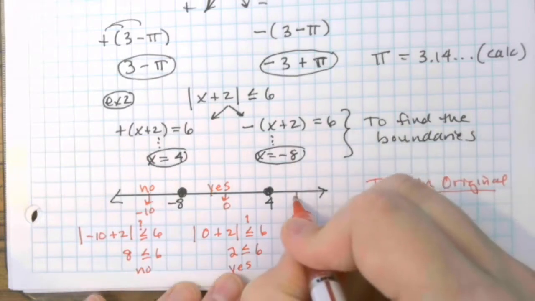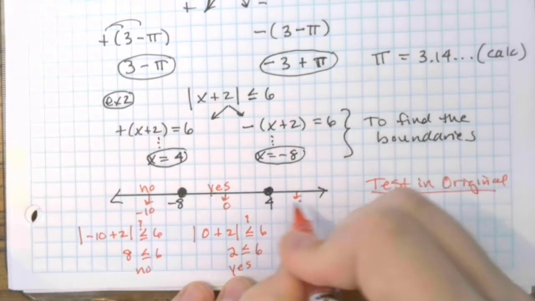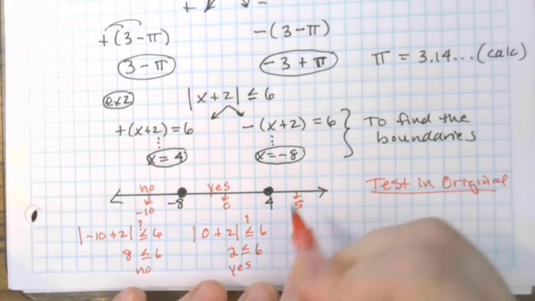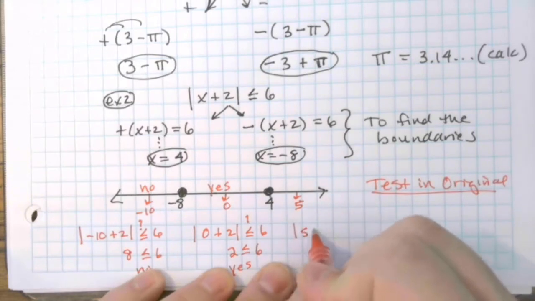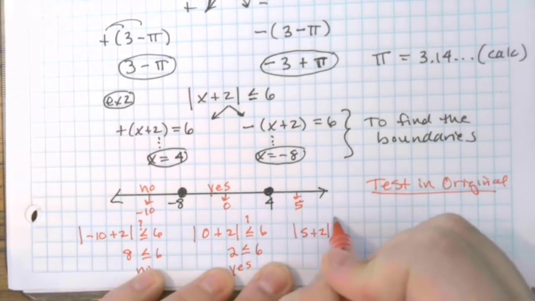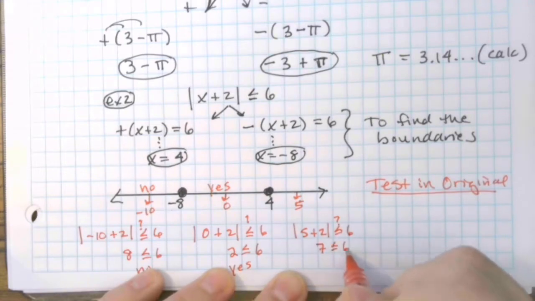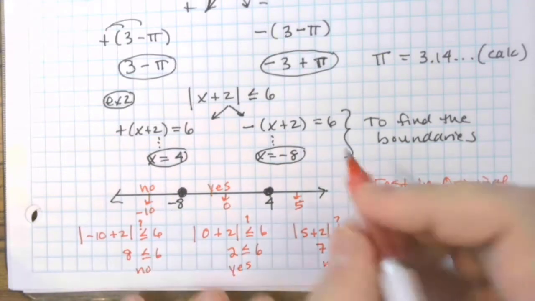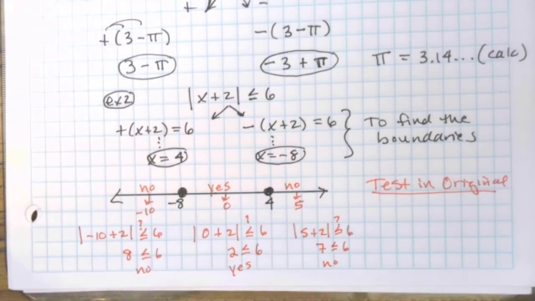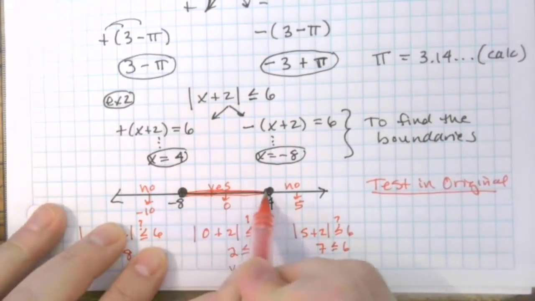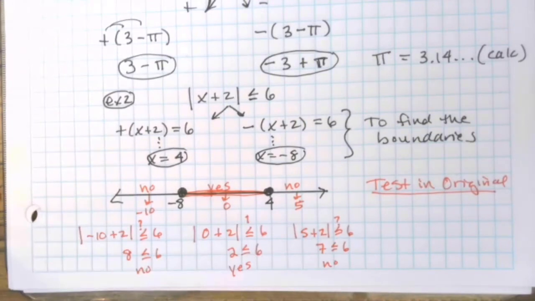The last interval we need to test on is 4 and higher. So I'm going to pick a 5. You could pick 6, 7, or 8. Anything bigger than 4 will work for the test. So absolute value 5 plus 2, is that less than or equal to 6? You end up with a 7, which is definitely not less than 6. So the solution area that we have is between the -8 and the 4.